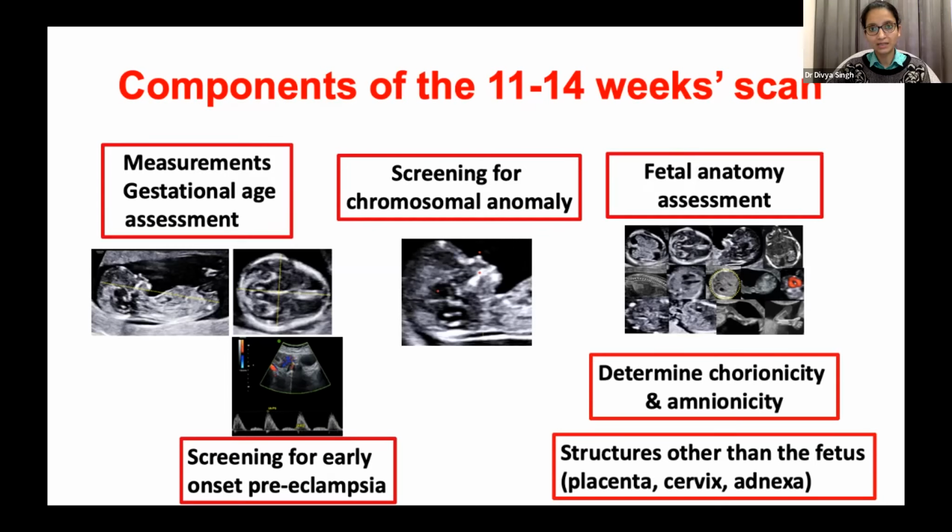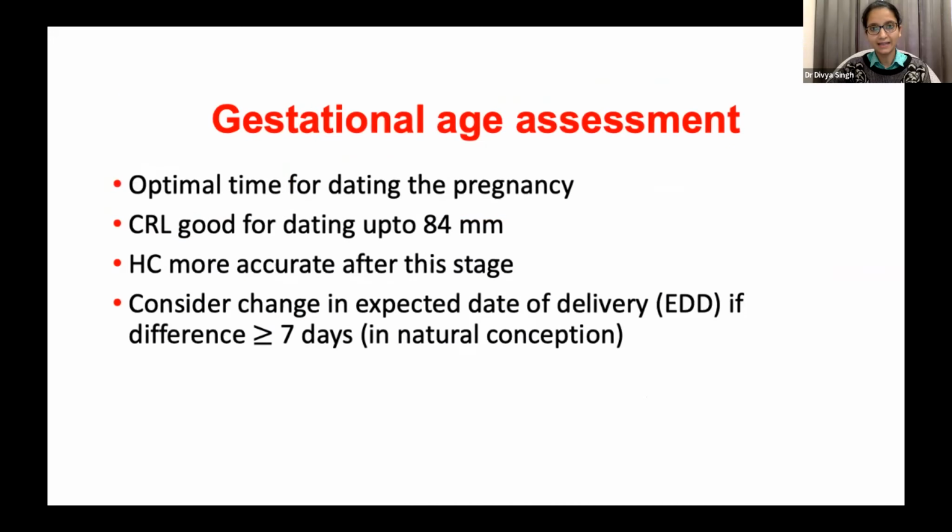And also if you see multiple gestation, 11 to 14 weeks is the time to determine chorionicity and amnionicity, because as the gestation advances, after this time, it becomes at times very difficult to determine the chorionicity. And chorionicity and amnionicity are imperative to determine the future surveillance of multiple gestation. Now, besides focusing on the fetus, we also need to look around the fetus, as Dr. Usha eloquently brought it up, and we need to look at the placenta, the cervix, and the adnexae.